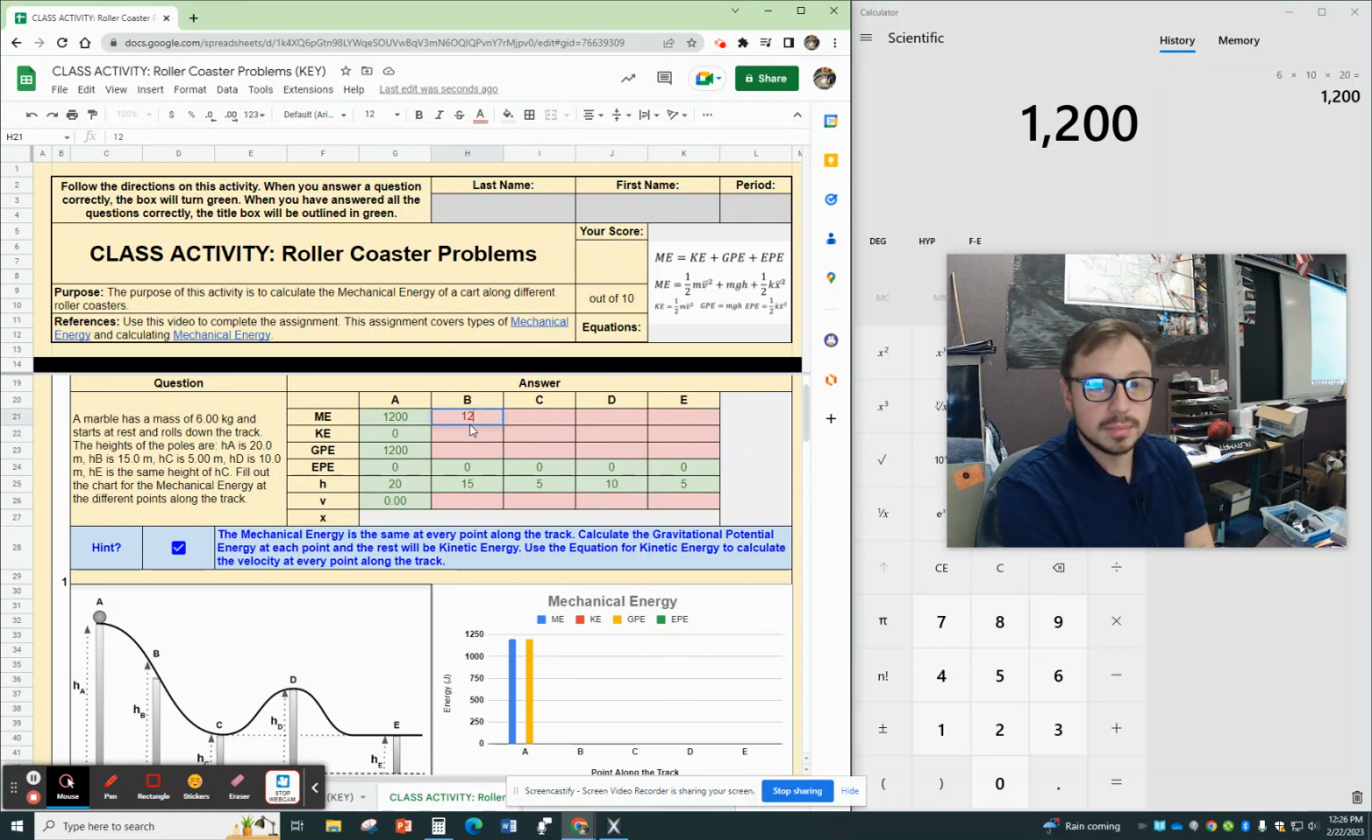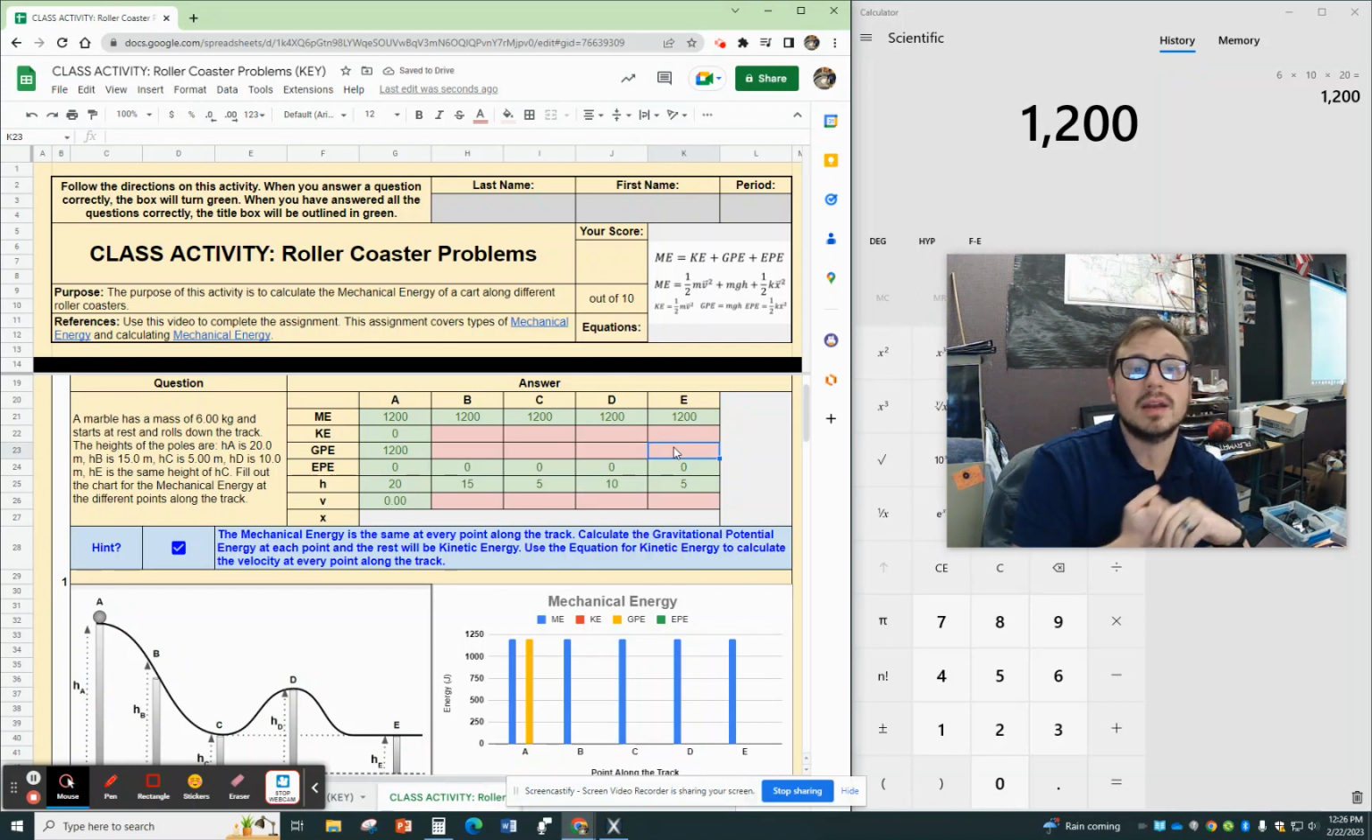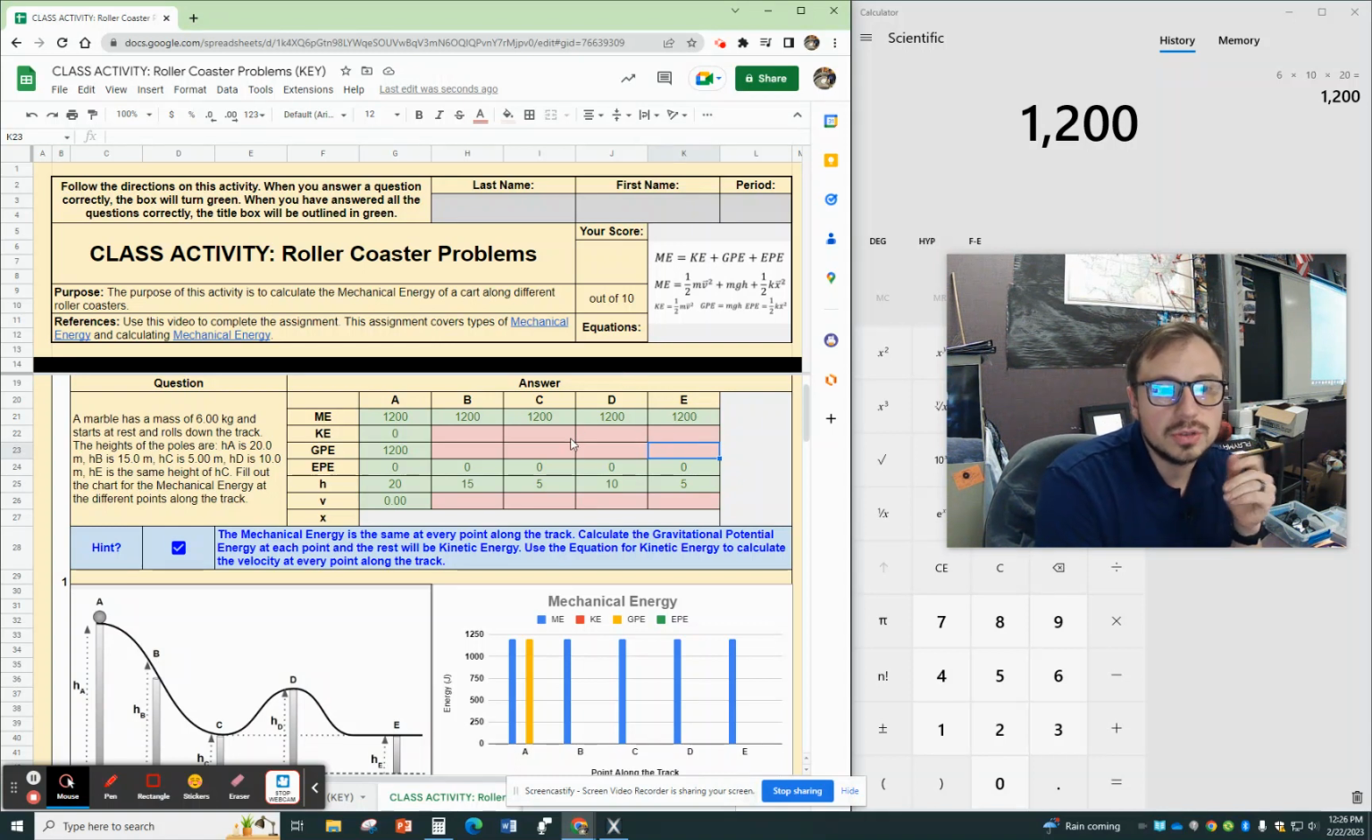Now, I can go ahead and put 1,200 joules for every point of mechanical energy because I know that it's going to have the same amount of mechanical energy. Now, here's what I need to do. Let's just do point B. So at point B, I know the total amount.